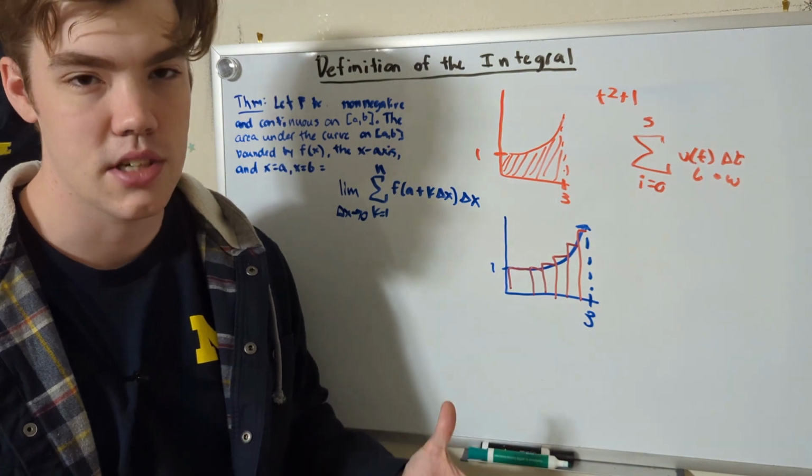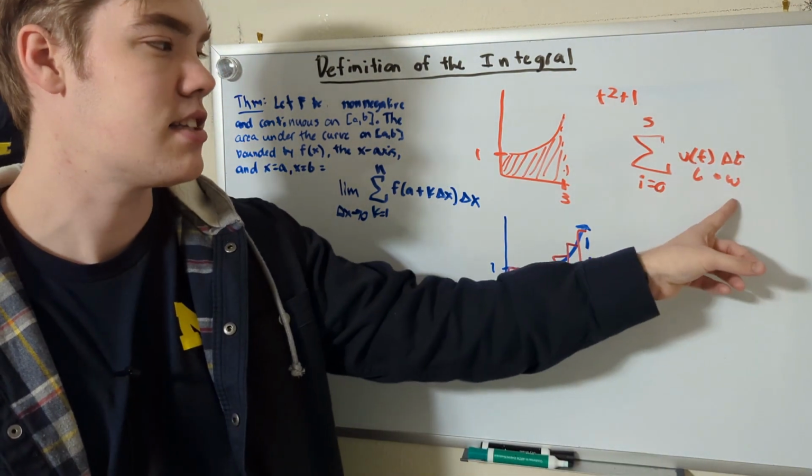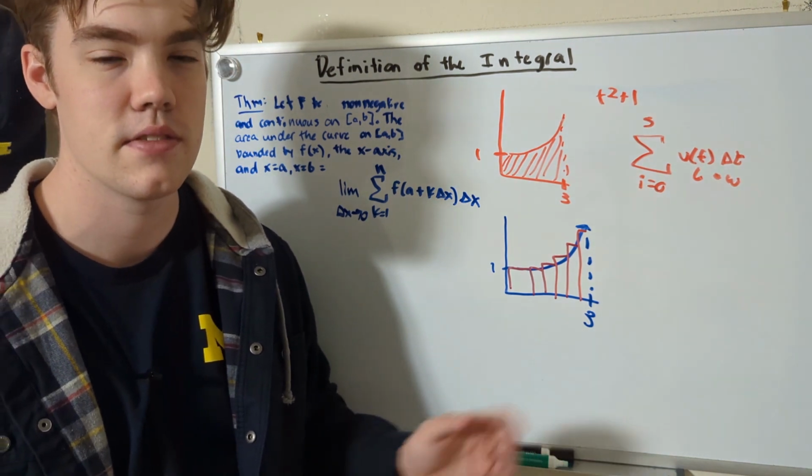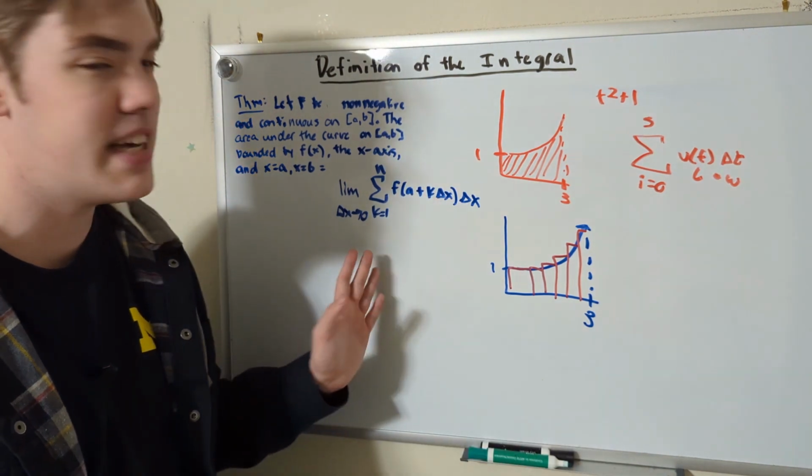You see, rectangles are really easy to get the area of. It's just length times width. So we use them to understand the area bounded underneath the curve. And that is what's happening whenever we take an integral.